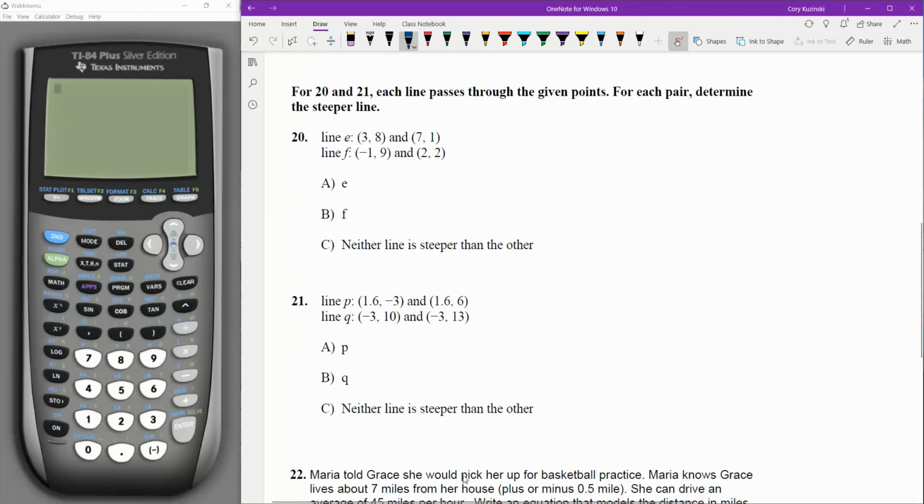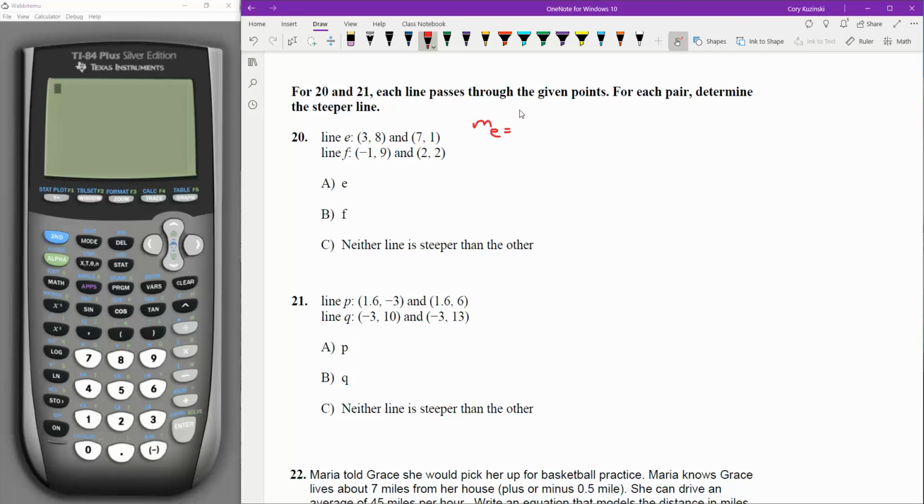Okay, 20 and 21. Remember, you can pause this anytime you want or rewind. We're trying to find the slope of each line, then we're going to say which one's steeper. Okay. Well, let's find the slope of E here. We'll call it M sub E.